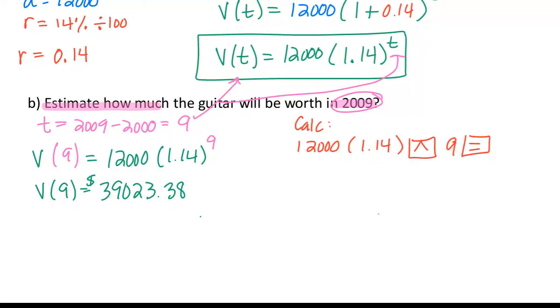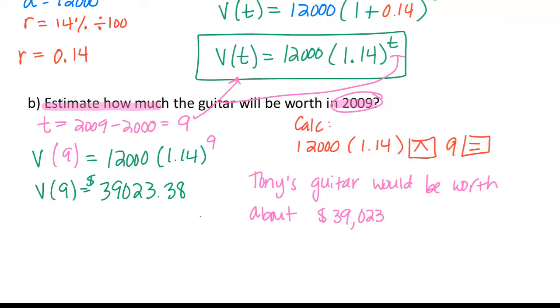We're going to say Tony's guitar would be worth about $39,023.38 in the year 2009.